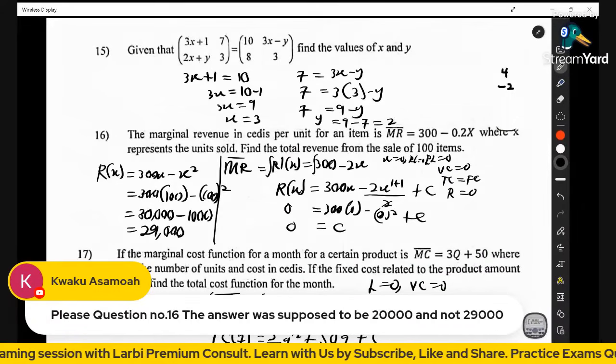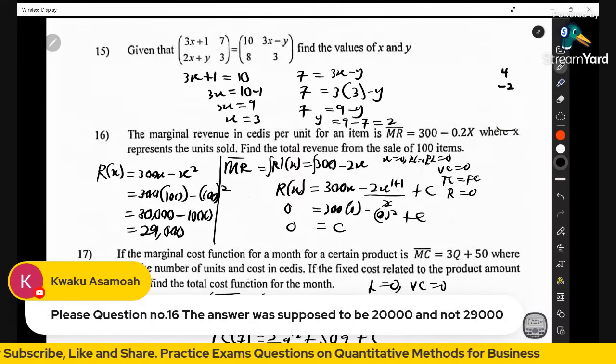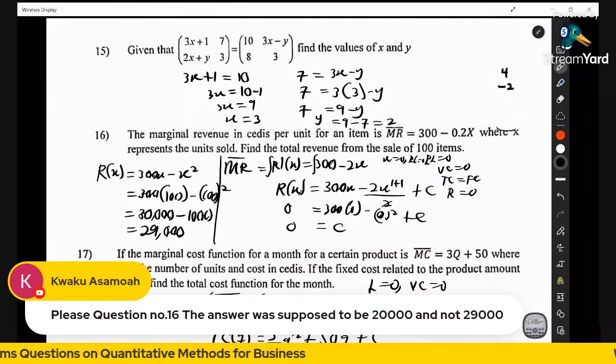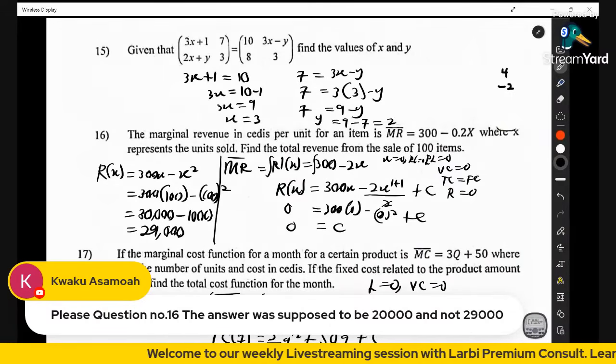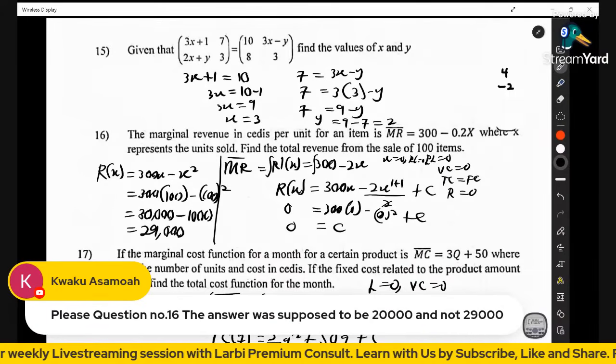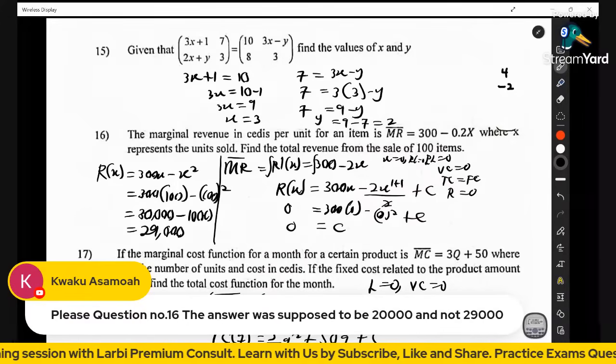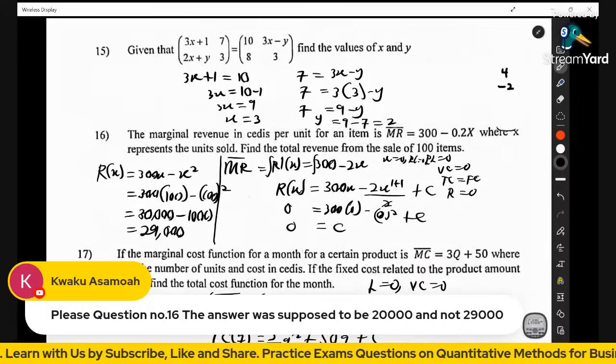Because when we calculate our revenue function, we are getting 300x minus x squared. Our cost function had no issue. So when you substitute 100 into 300x, you are getting 30,000. And when you substitute 100 into x squared, we are getting 1,000. So the difference should be 29,000. It is 1,000, not 10,000.